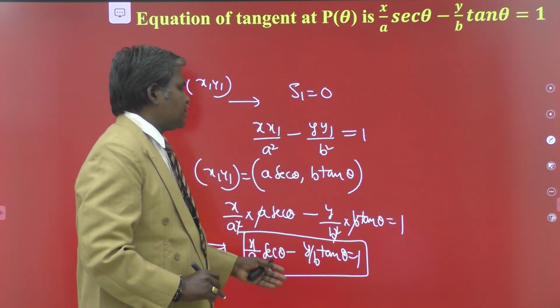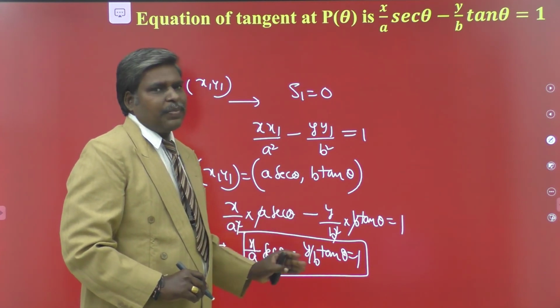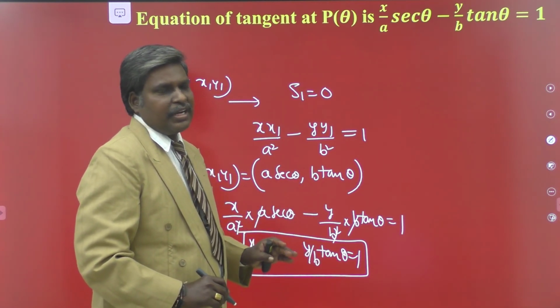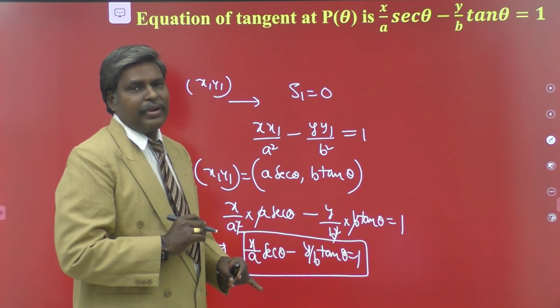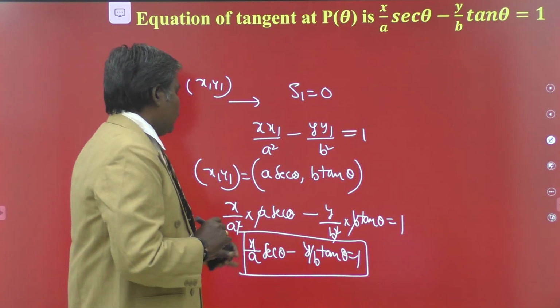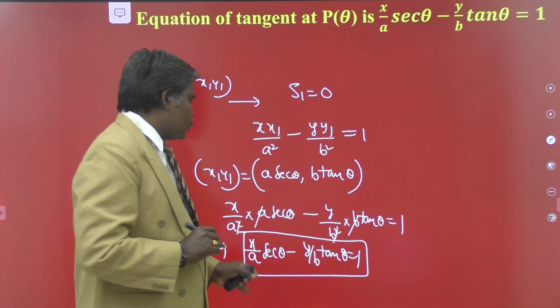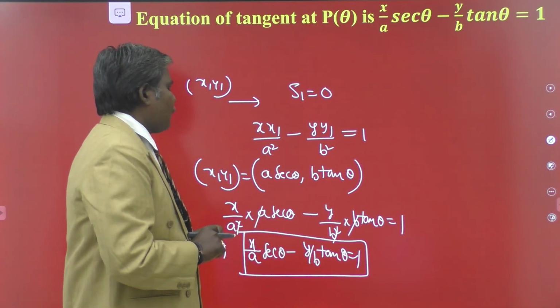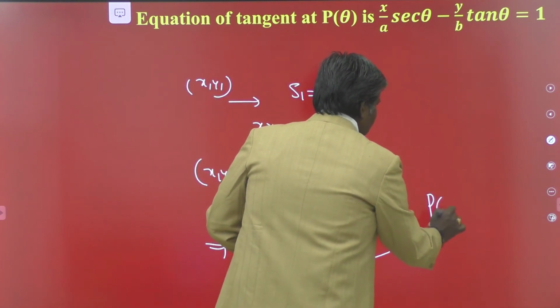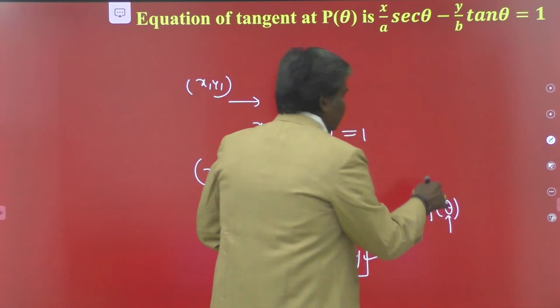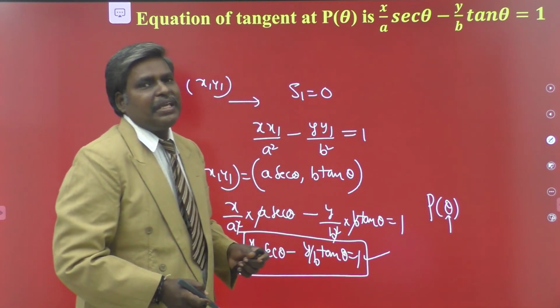So this is the derivation of the tangent at a particular point which is in the parametric form. Here theta is the eccentric angle of that particular point P. Okay, it is not the inclination of the tangent. So x by a secant theta minus y by b tan theta equal to 1 is the equation of tangent at P of theta, where theta is the eccentric angle of the point P.